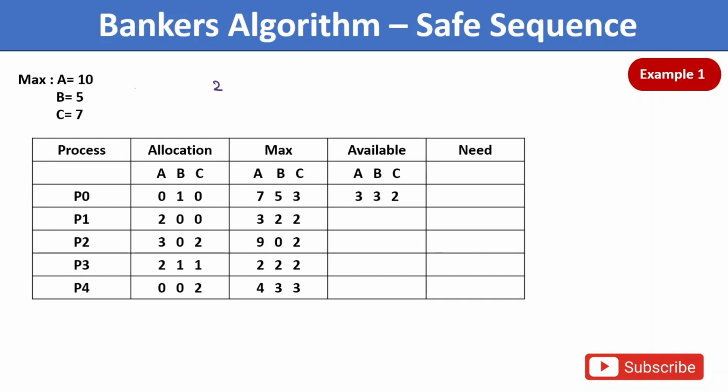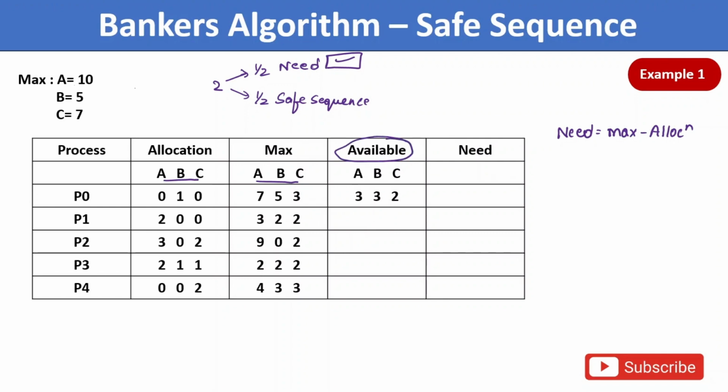Here we have two phases. Half of the marks will be assigned for the need matrix calculation and half for finding the safe sequence. So first let's find the need matrix so that we get half of the marks for this question. How do you find the need matrix? Very easy. Need is equal to maximum minus allocation. Here the maximum values are given, the allocation values are given, and the available value is given. Available means the amount of resource I have at present. At present I have 3 3 2 units of the resource to execute a process.